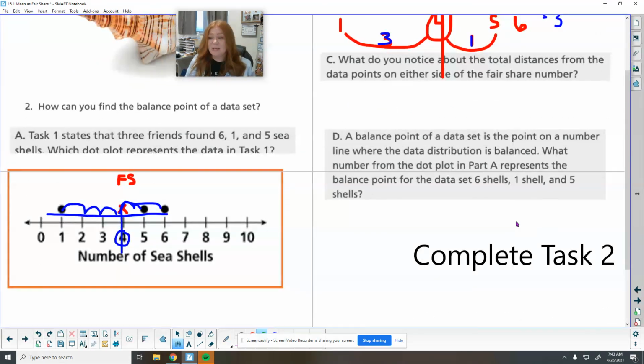Go ahead and complete task 2 and then do your check for understanding and homework for today. If you have any other questions about the fair share or balance point, be sure to let me know and we can set up a time to meet together.